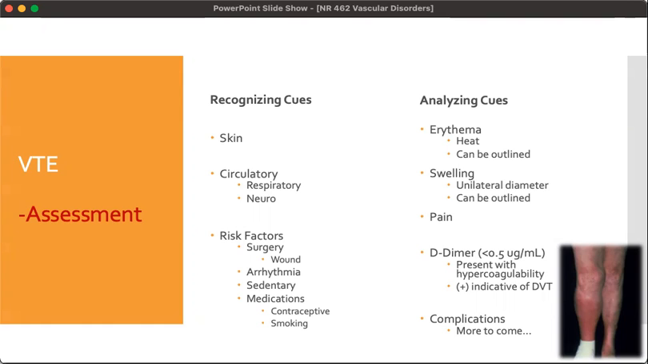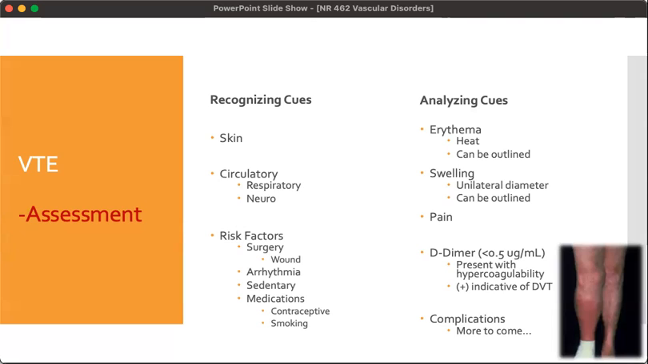Sedentary lifestyle, people are more likely to have pooling blood if they're not up moving around because muscle contraction in the legs helps with venous return. So sedentary lifestyle, high risk for blood clots. And medications. There's some very common medications that patients use that can increase their risk for VTE, such as oral contraceptive use, in particular in conjunction with smoking. Very high risk with those two things together.